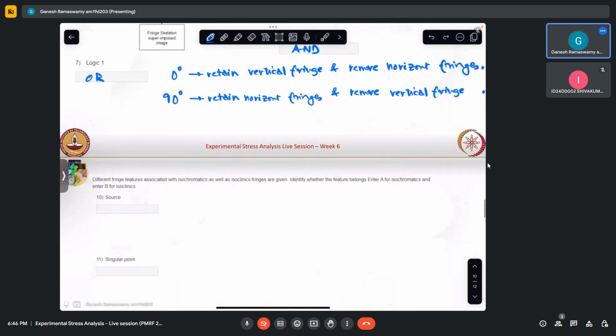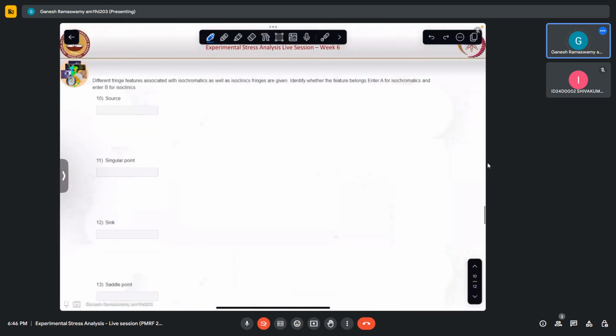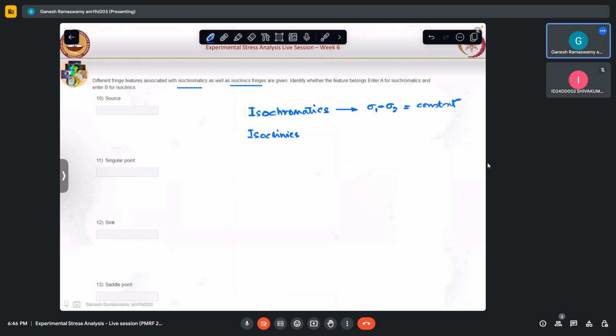So with this, perhaps I'll move on to this question. It says different fringe features associated with isochromatics and isoclinics. Now what do we know about isochromatics? We know that sigma 1 minus sigma 2 is equal to some constant. Similarly, for isoclinics, this gives us theta p is constant.